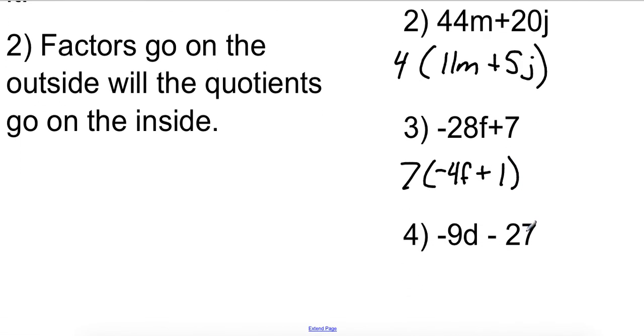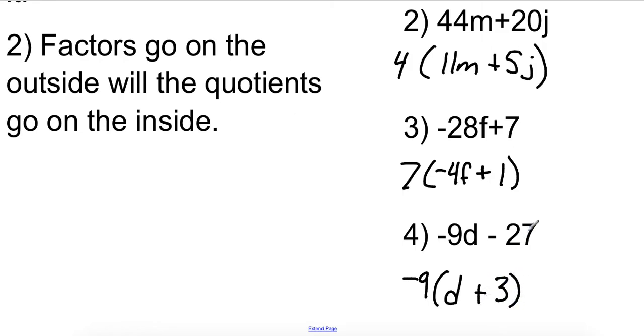Now lastly, if you have an expression with two terms that are both negative, it might be a good idea to pull out a negative amount. So for this example, I can see that negative 9 is a factor of both negative 9d and negative 27. So in this example, I'll just have d minus, and then negative 27 divided by negative 9 is actually negative 3. So a negative divided by a negative is positive, and this just turns into 3.